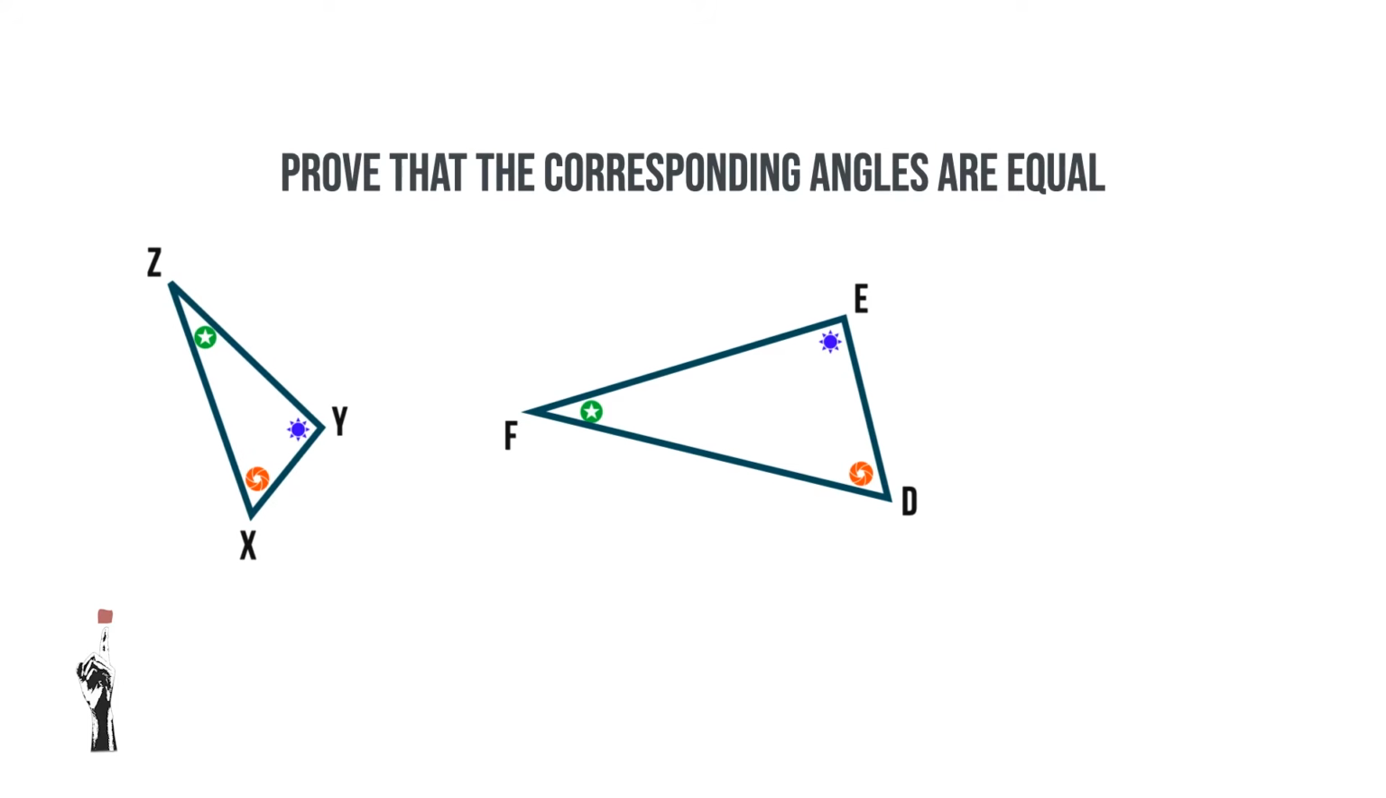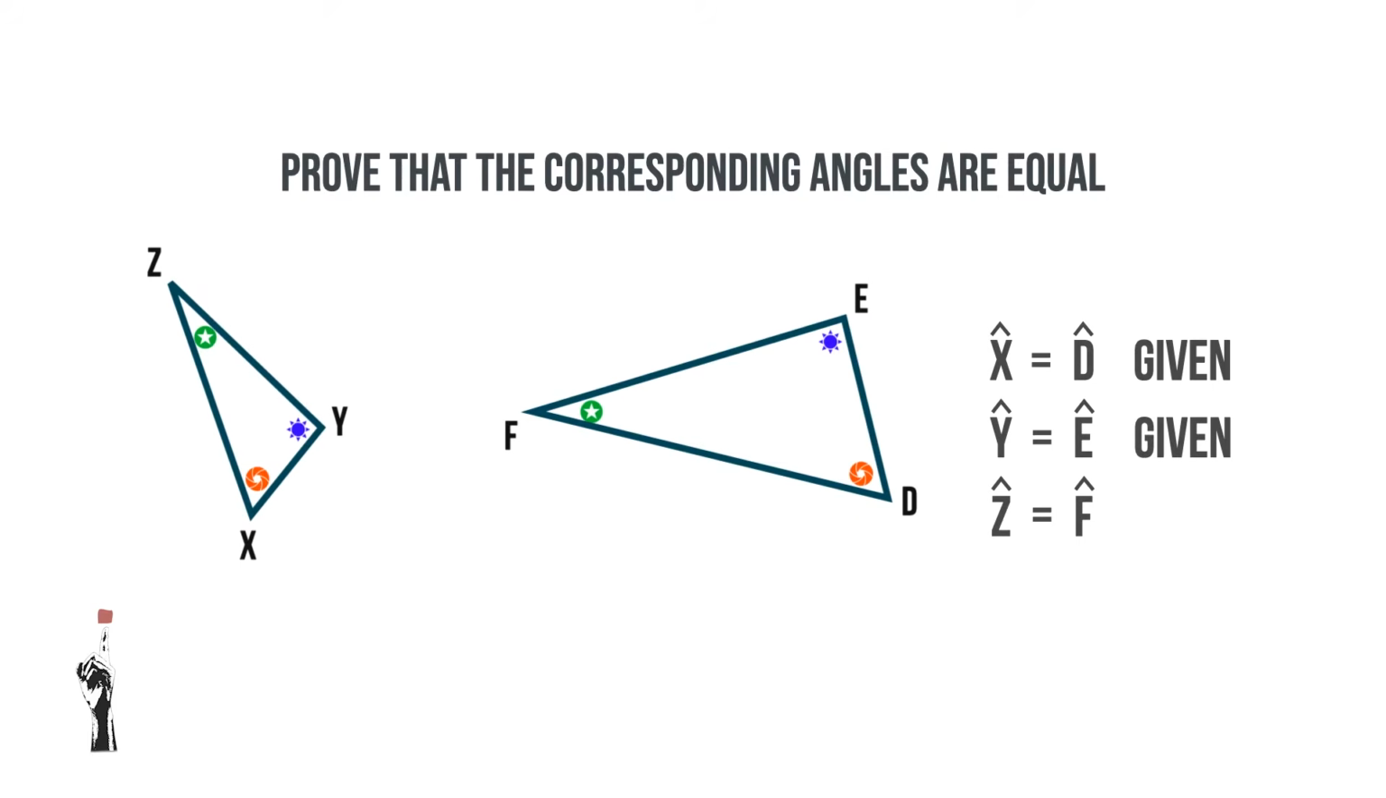Therefore, I can write angle X is equal to angle D, which is given. Angle Y is equal to angle E, which is given. And angle Z is equal to angle F, which is given. Therefore, I can say that triangle XYZ is similar to triangle DEF. And I need to give a reason. Therefore, I say angle, angle, angle.